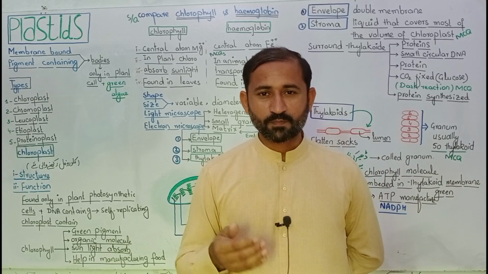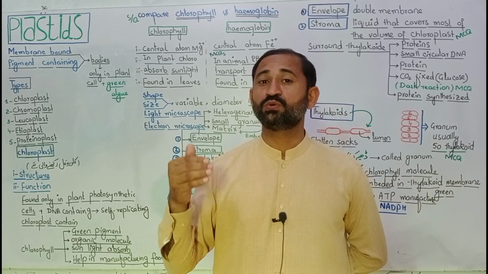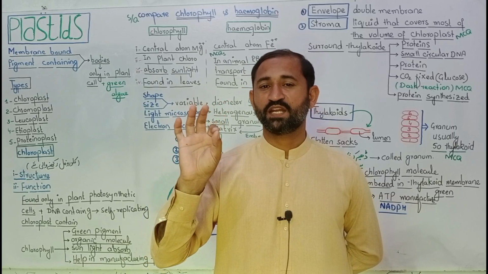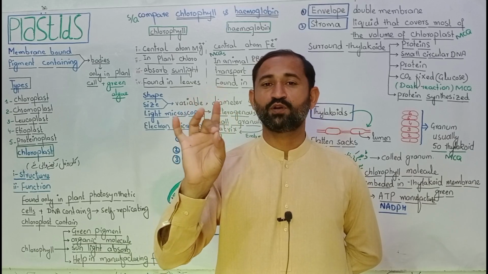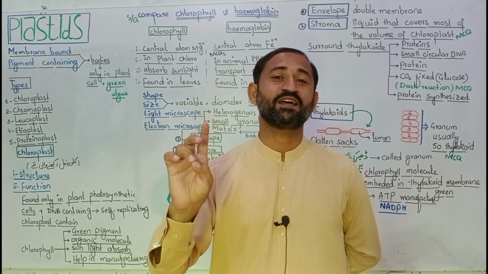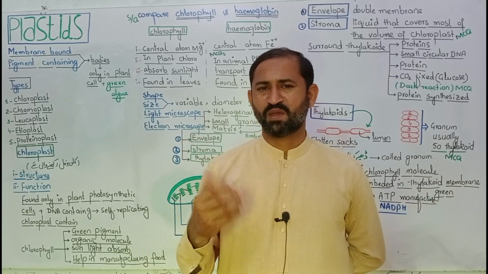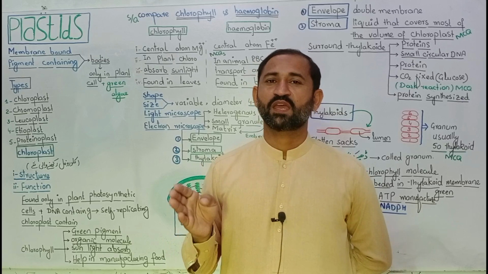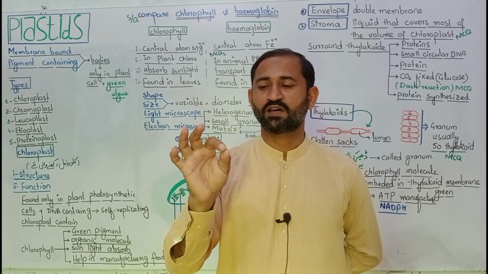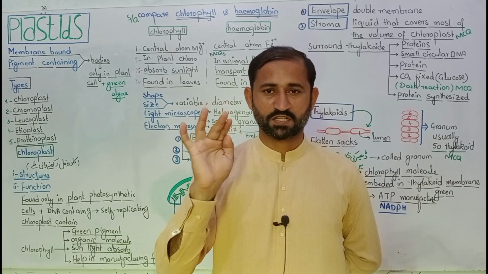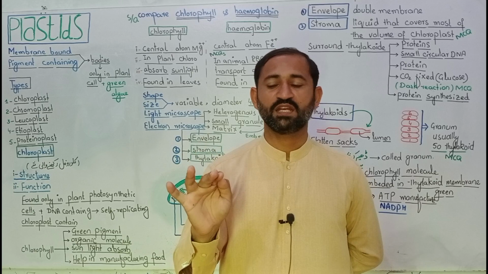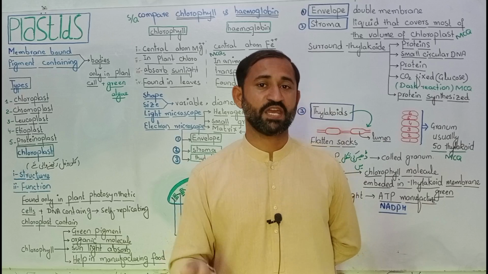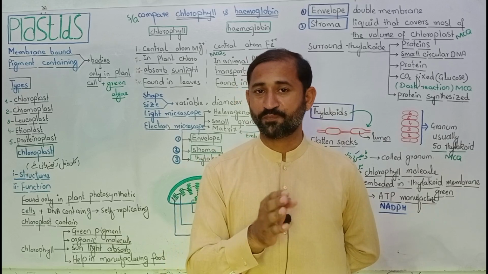When we look at it under an electron microscope, it shows three different parts. Number one, outer and inner membranes, meaning the coverings, which are double membrane. Number two, fluid, called stroma. Number three, sacs, called thylakoids. Stroma is a liquid that covers most of the chloroplast. It also contains enzymes, proteins and small circular DNA, and here carbon dioxide fixation takes place, known as the dark reaction, used for the manufacture of glucose.